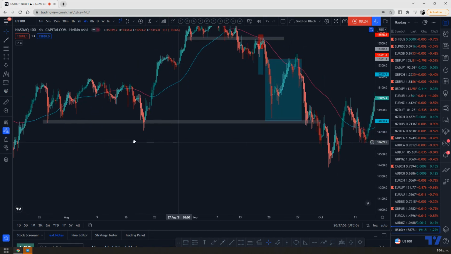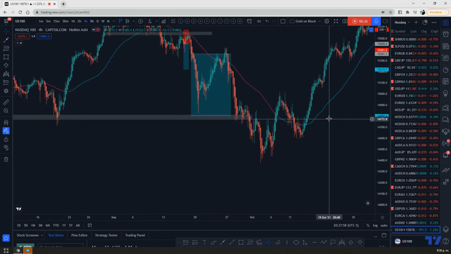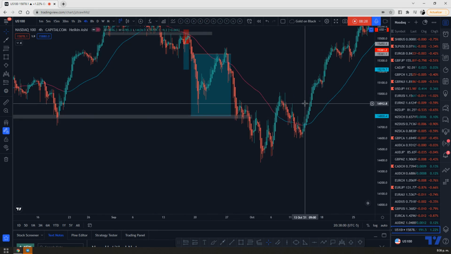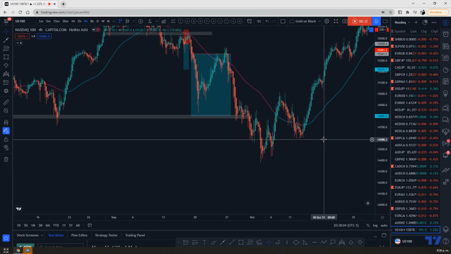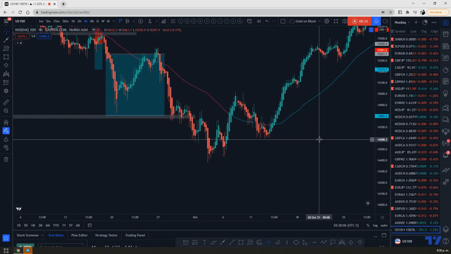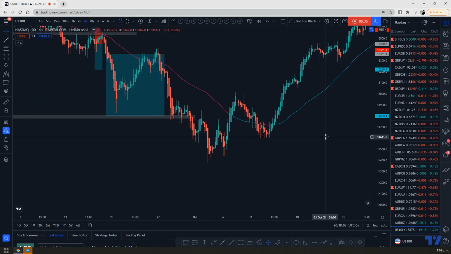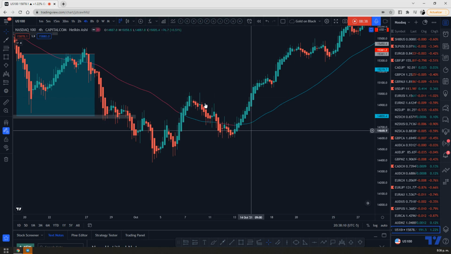Now, let's say you were looking for now a correction. You know, I'm still looking for flag formations, and that's my thing. On the Nasdaq and US 30, I do find flag formations. Look at what happened on this flag. Even right here, it was giving you an early sign. I don't know if you remember this.